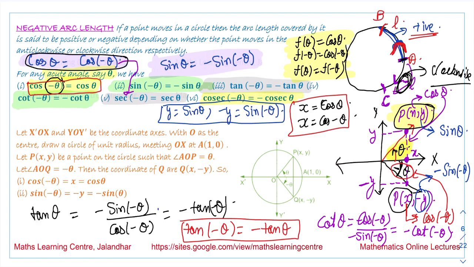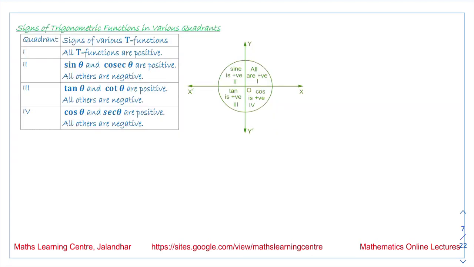So these are the results corresponding to these negative arc lengths. Next are the signs of trigonometric functions in various quadrants. So if we look at various quadrants over here, we are saying we have drawn a circle.